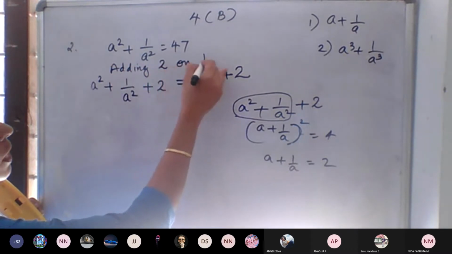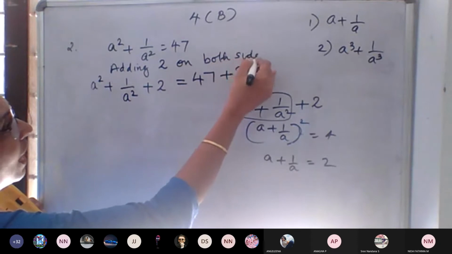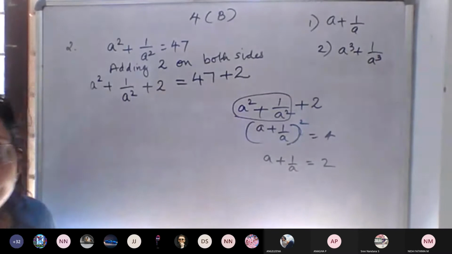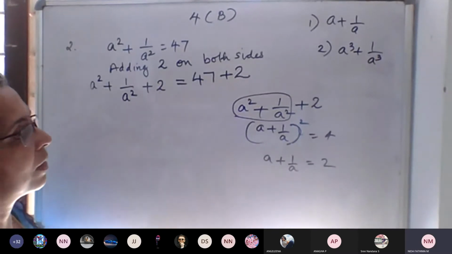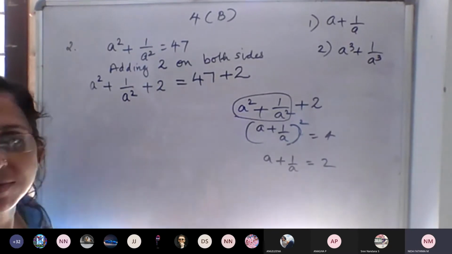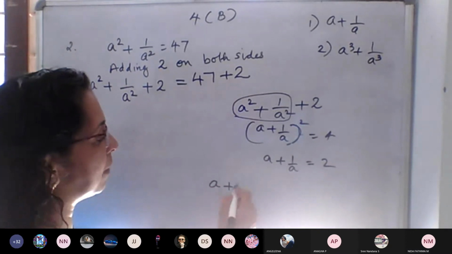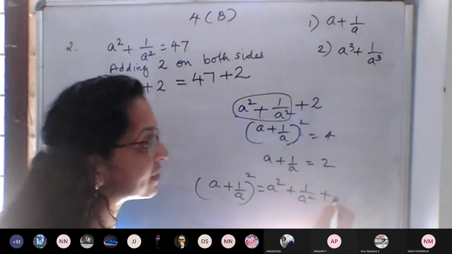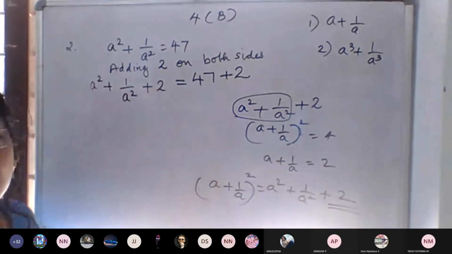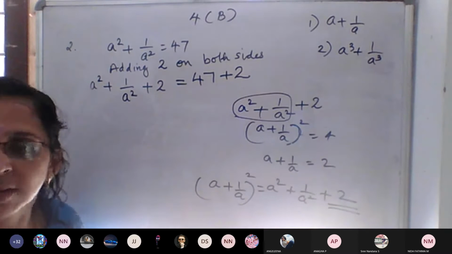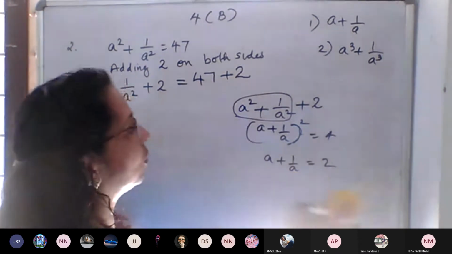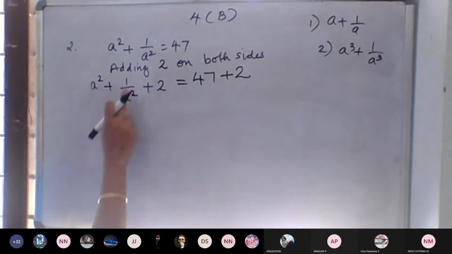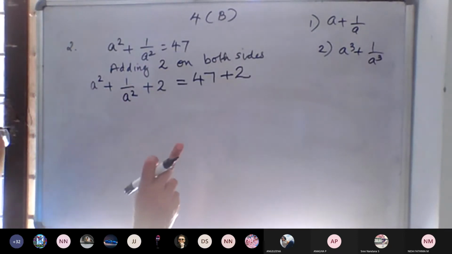Adding 2 on both sides. Why are we adding this 2? What is the use of adding 2? To make it a plus 1 by a whole square. The a plus 1 by a whole square formula is a square plus 1 by a square plus 2. That is the 2 we are adding. Don't add 4 or 5. Understood? So what we do on the left side, we have to do on the right side also: a square plus 1 by a square plus 2.